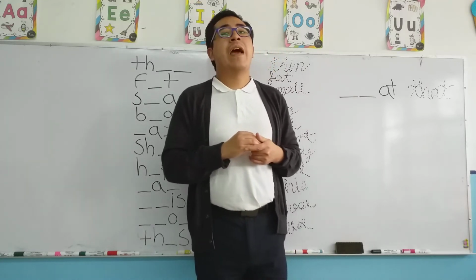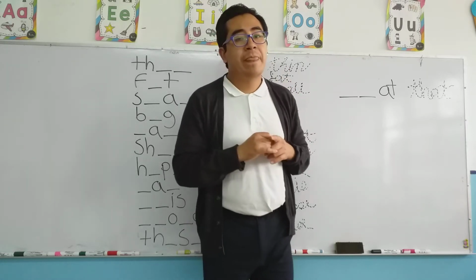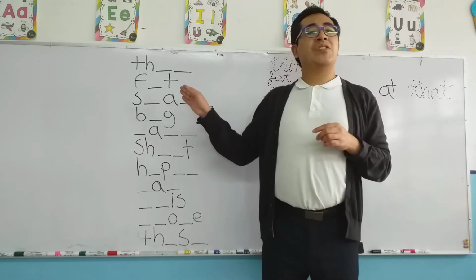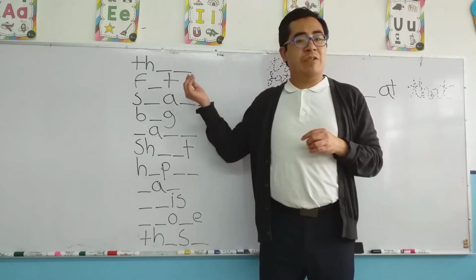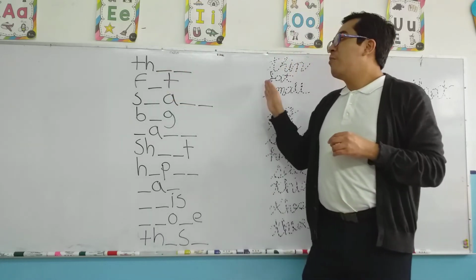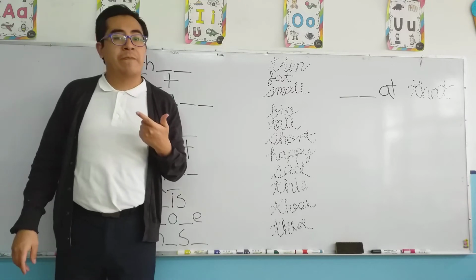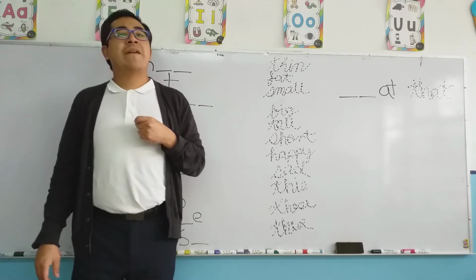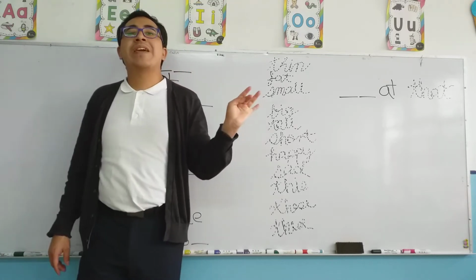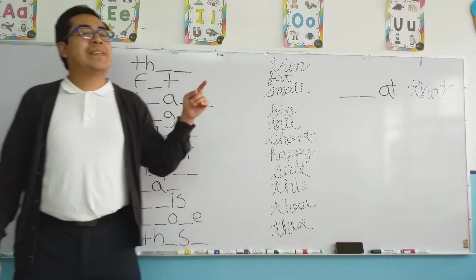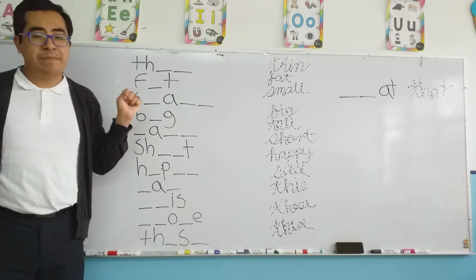Now, the instructions for this activity are the following. As you can see here, once again, we have words that are missing letters. Next to it, we have the complete word but in cursive form. First of all, we have to trace all of the letters in cursive form so we can see what are the missing letters so we can complete this part of the activity.